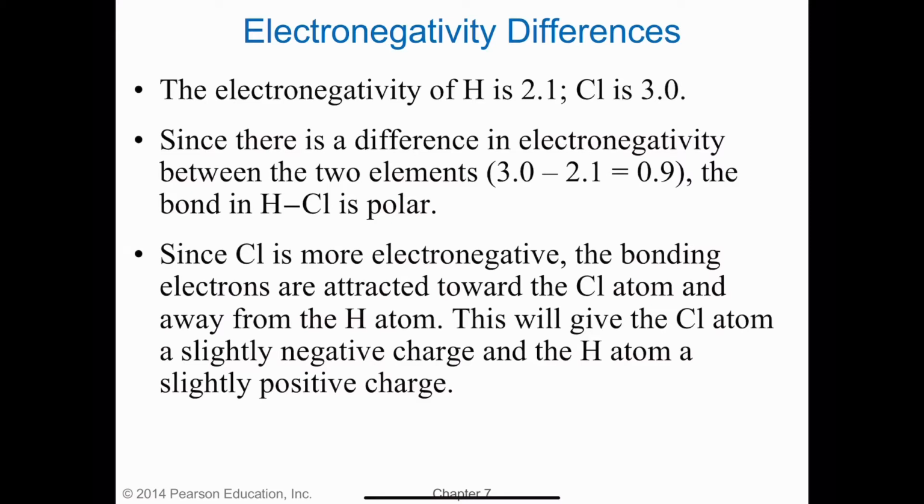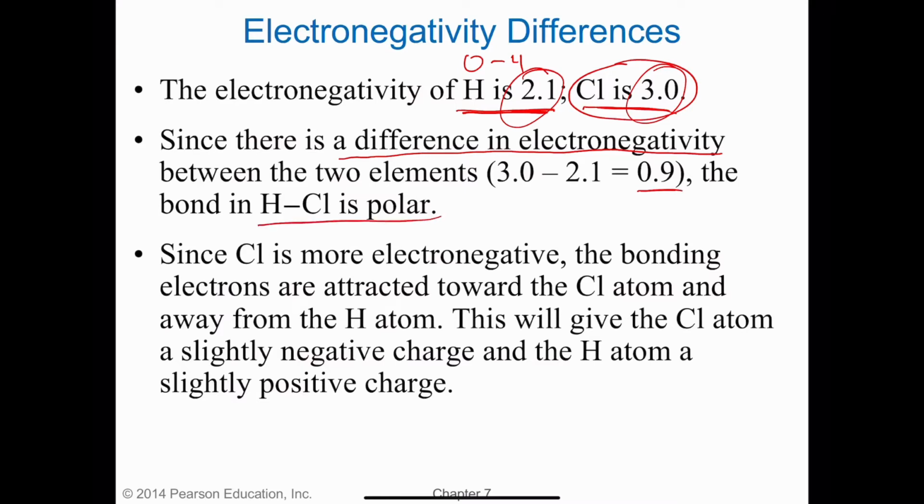So for example, hydrogen, and remember there's a scale going from 0 to 4, hydrogen is about 2.1, and chlorine is 3.0. So which one is more electronegative? Chlorine has a higher number, so it is more electronegative. We would look at the difference in electronegativity, the difference between the 2.1 and the 3.0. When we subtract those two numbers, we get 0.9. Because we didn't get a 0 value, we would say that the HCl bond is polar.